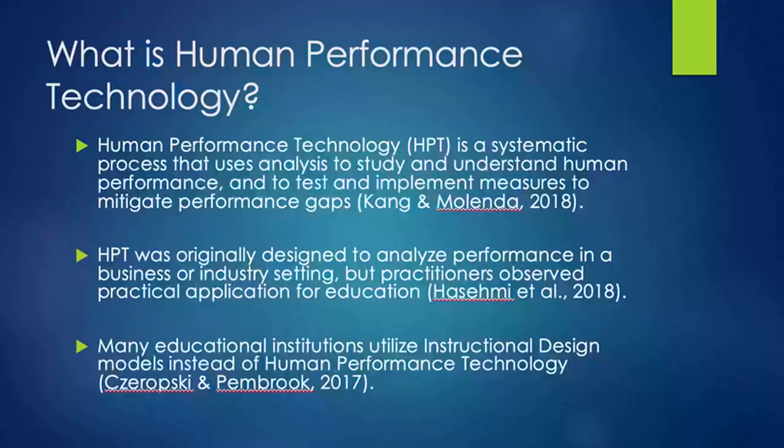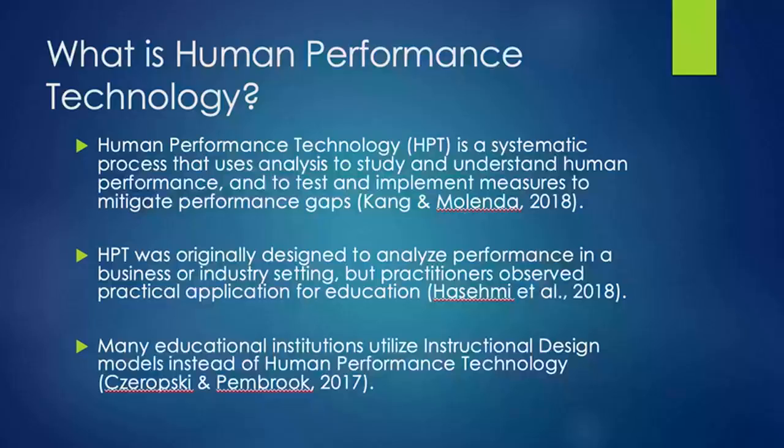It is important to understand what human performance technology is before discussing how it can be a useful tool for educational institutions. As an interdisciplinary resource, it is difficult to fully define human performance technology, or HPT, but the most basic understanding is that human performance technology is a systematic process that uses analysis to study and understand human performance and to test and implement measures to mitigate performance gaps.